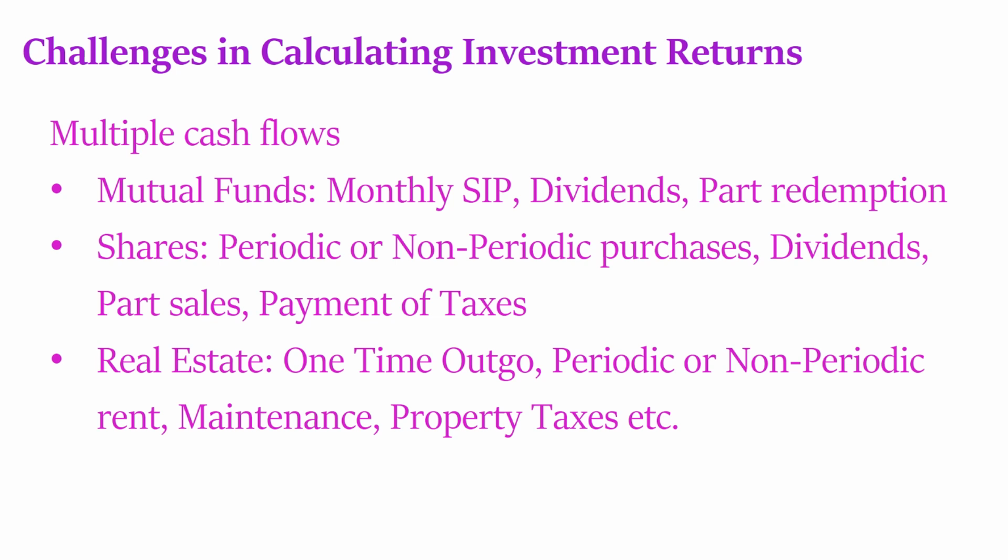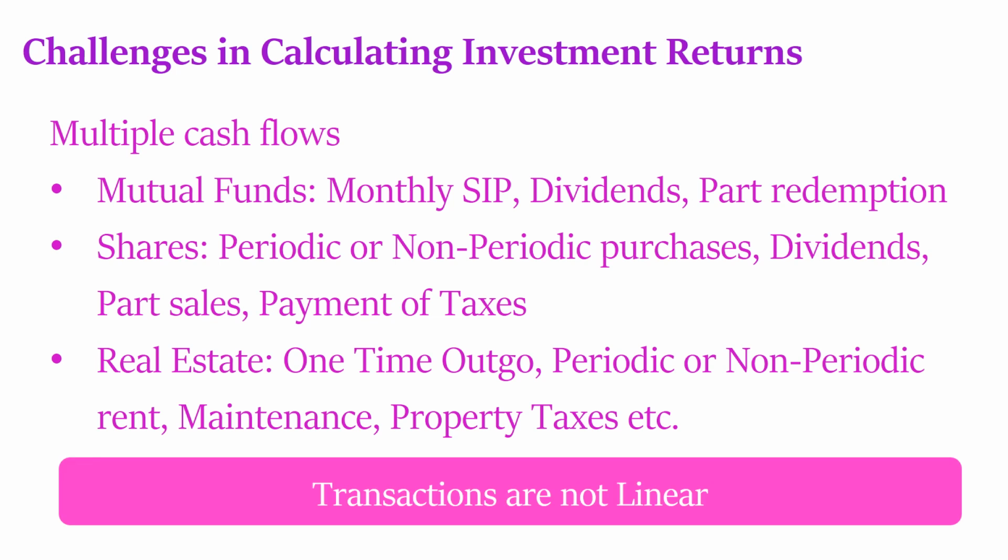In case of shares, the same holds good. One could make a lump sum or a periodic investment. This is followed by dividends and part sales, payment of taxes on gains as well as dividends and so on. There are multiple transactions. And finally is the real estate. There is a one-time big outgo followed by periodic or non-periodic rent receipt, payment of maintenance, property tax and so on. So you'll see in all these cases, the transactions are not linear.